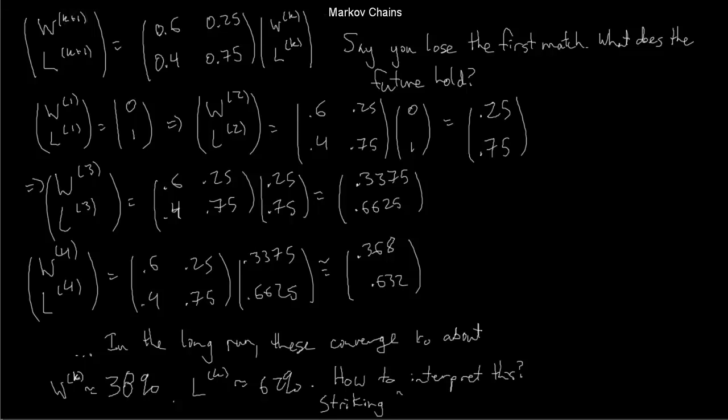The really striking fact is that if you do the same computation, having started at 1-0, having won your first game, it doesn't matter. They'll converge to the same win and loss probabilities as k gets very large. As you keep on iterating this system, whatever vector you started with will converge toward this 38%, 62% ratio.